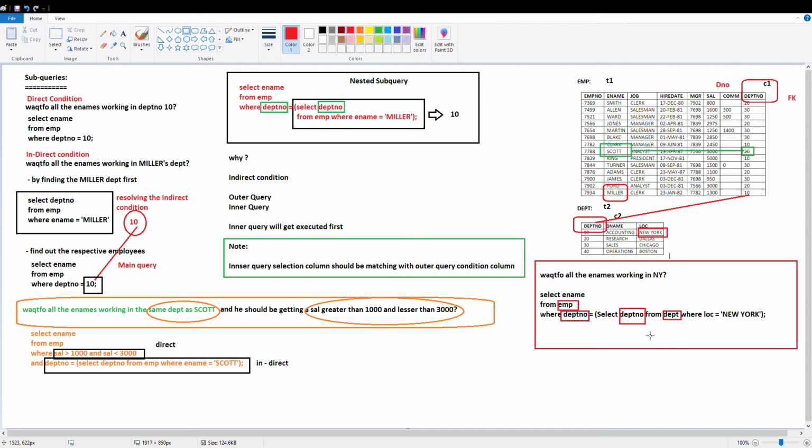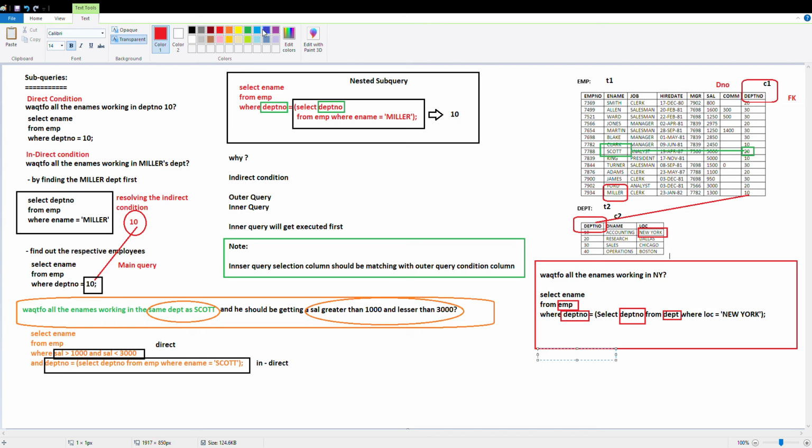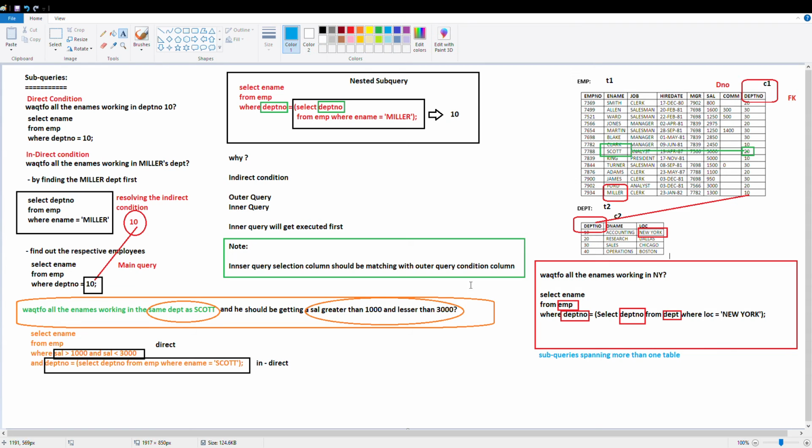So these types of subqueries where we are using multiple tables, based on the concept of foreign key, are called subquery spanning more than one table.